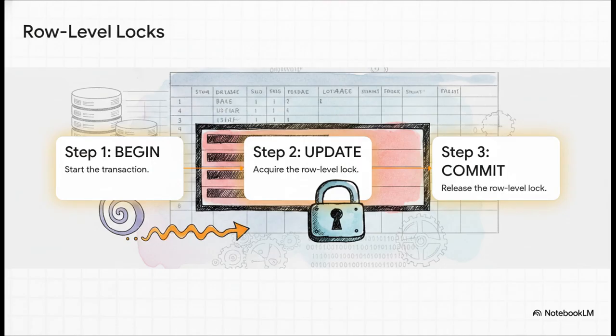If another transaction wants to write to the same balance, it literally has to wait in line until step 3, right when the first transaction commits and releases the lock. It's a simple but highly effective mechanism.